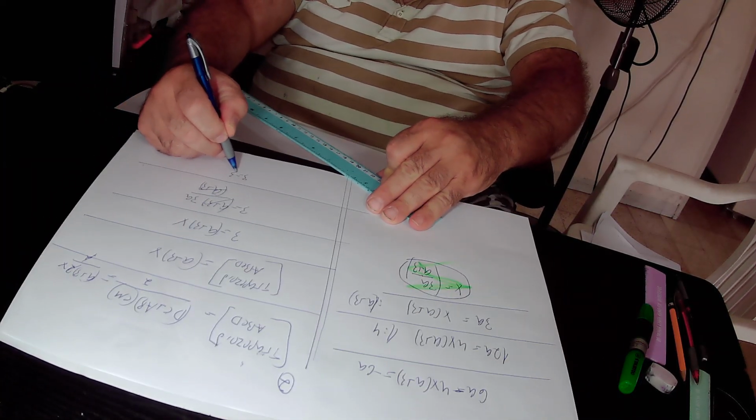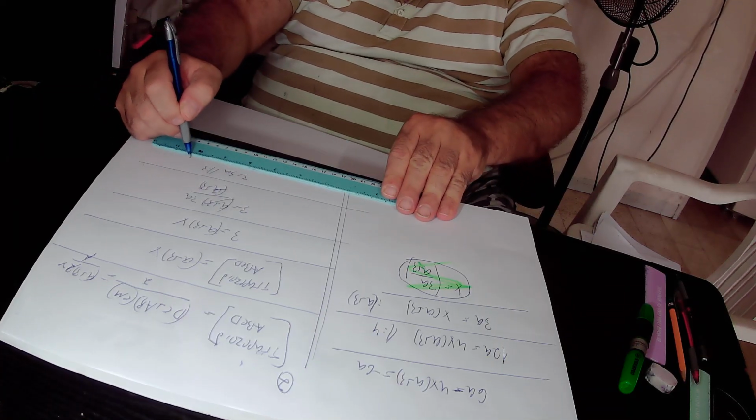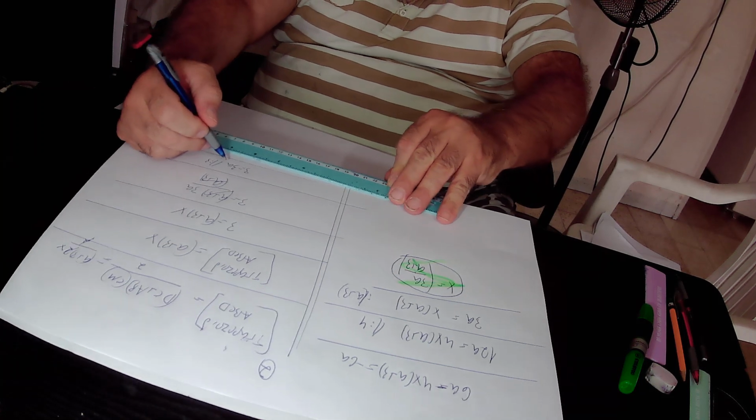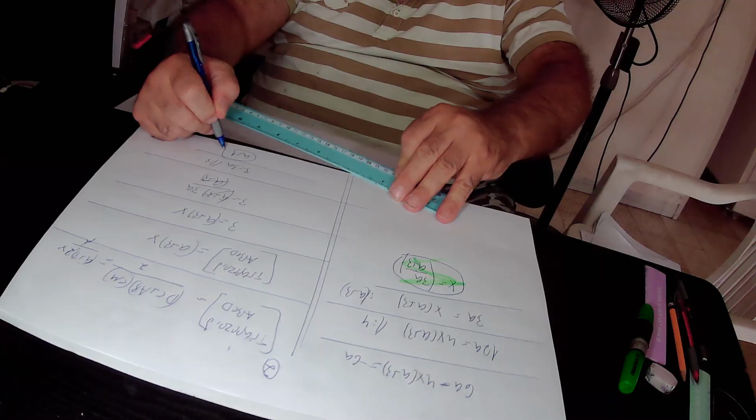This equals 3a. Here we divide this equation by 3 and get that a equals 3 over 3, that is 1. So a equals 1 unit in its length.